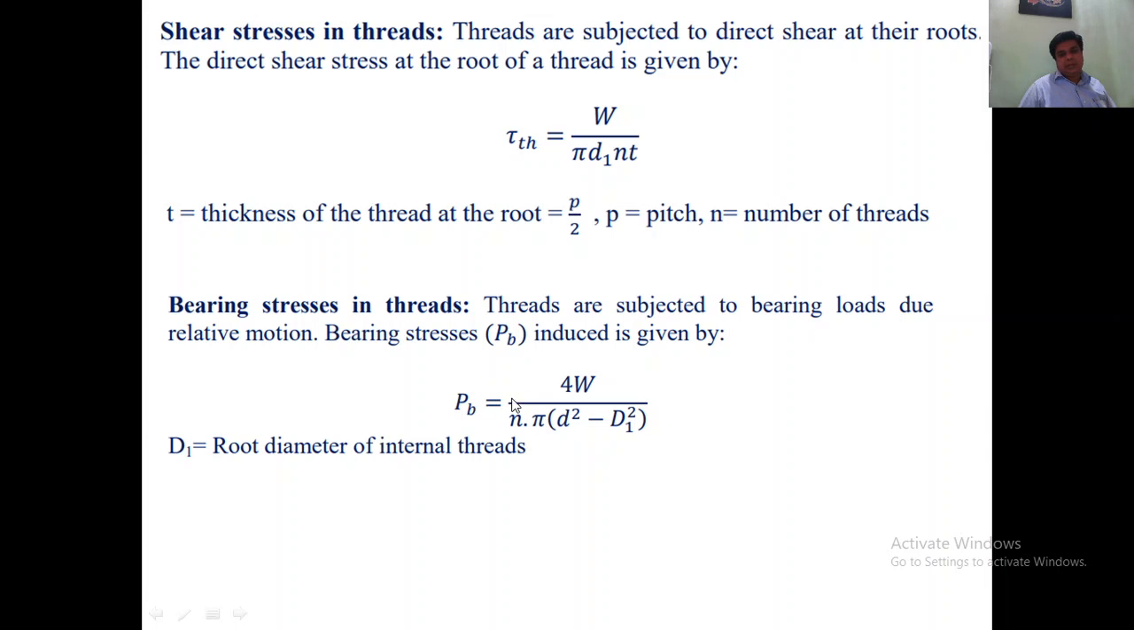And coming to bearing stresses, the threads are subjected to bearing stresses because of the bearing loads. Again it is load by the area, where d1 is the internal diameter of the threads and d2 is the mean diameter of the threads. It becomes like a hollow rod here, so the area is pi by 4 into d2 square minus d1 square, which we have used in mechanics of materials equations, multiplied by the number of threads n. That gives the bearing stress.